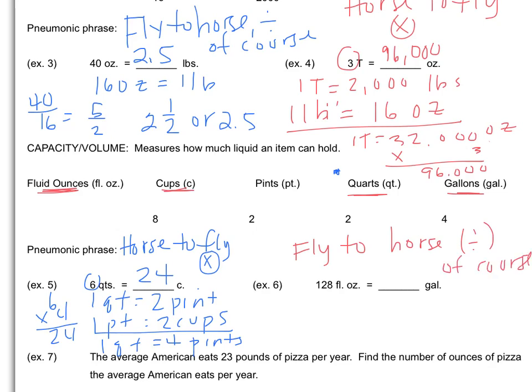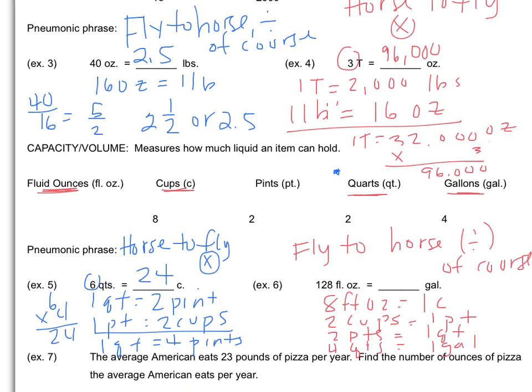Okay, so this is going to be a lot of writing. So we start with fluid ounces, and if we look at the paper, there are 8 fluid ounces in 1 cup. And then we move on. We have 2 cups in 1 pint. Then the next one is 2 pints in 1 quart. And then we have 4 quarts equals 1 gallon.